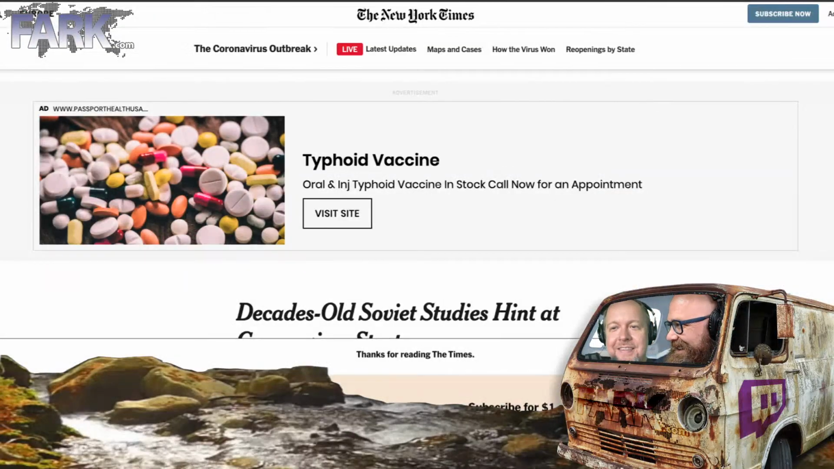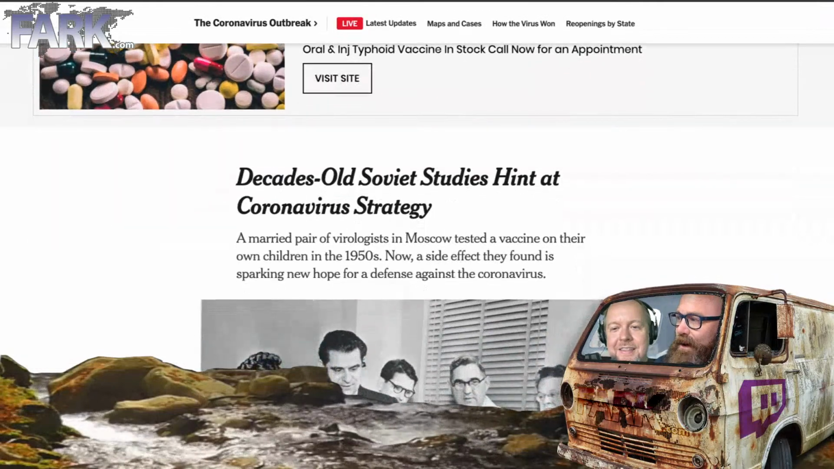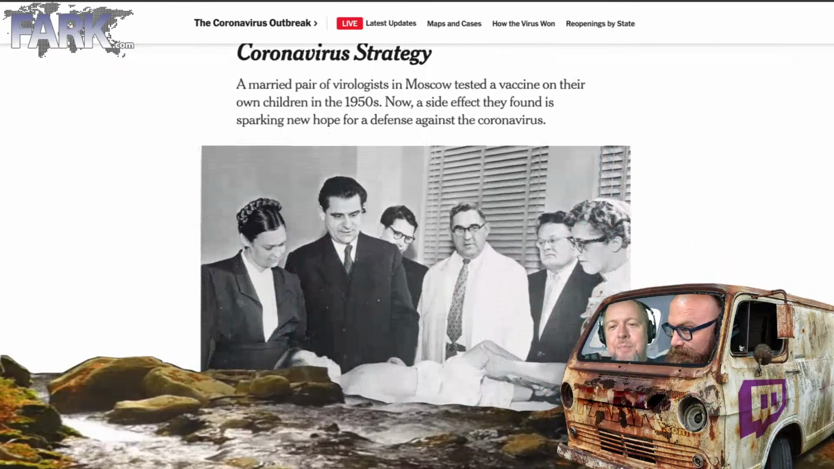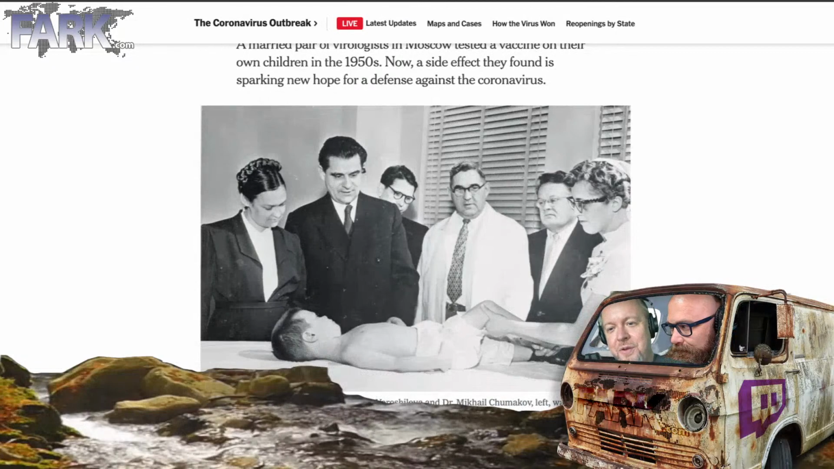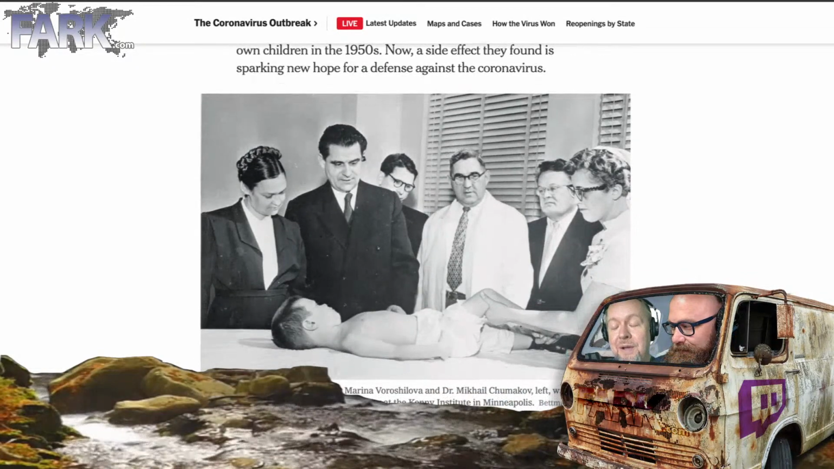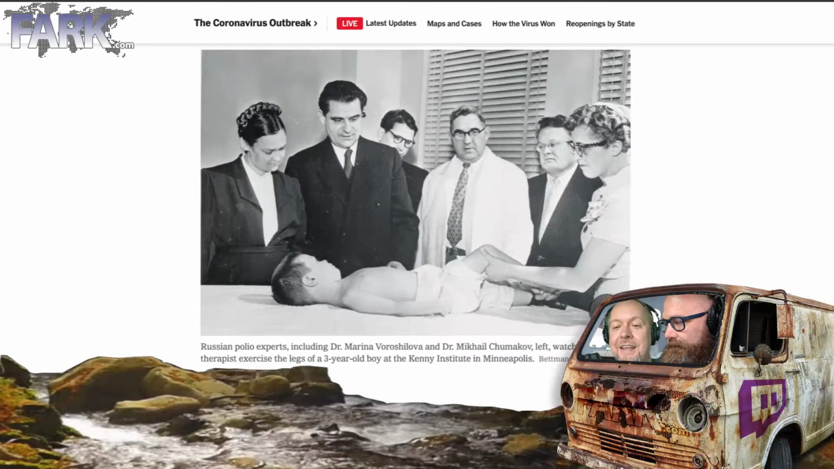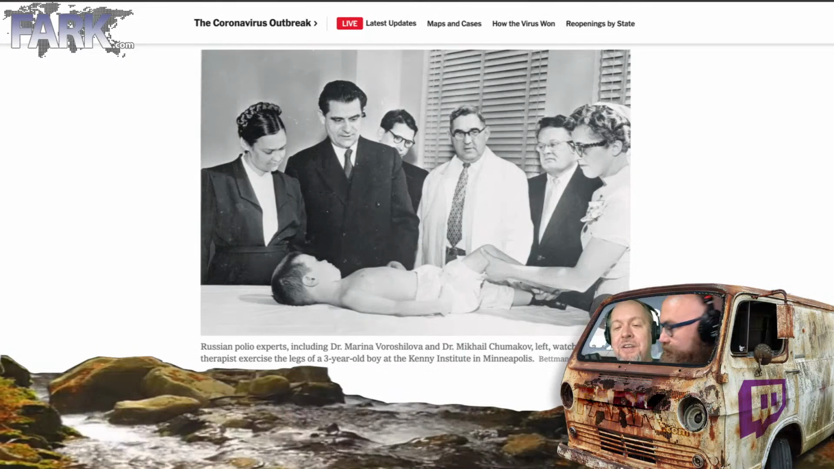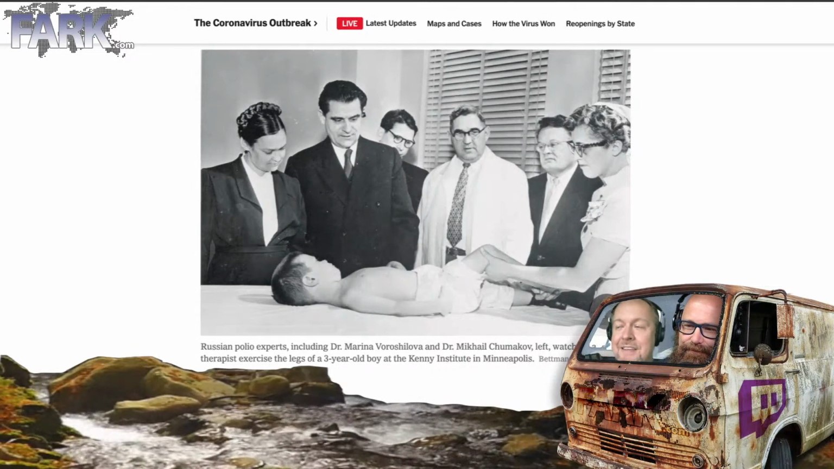Not right now. Decades-old Soviet studies hint at coronavirus strategy. Yeah, so this is a bit of a misleading headline, but it's the New York Times, and we're kind of getting used to what's going on over there. So this is all true, by the way, but I don't know that this is a coronavirus strategy, and here's why. This is really, really long, but good news, I read the whole thing. Thank you. And I could summarize it for you, and it's kind of fascinating.